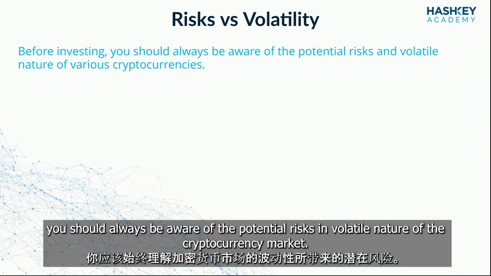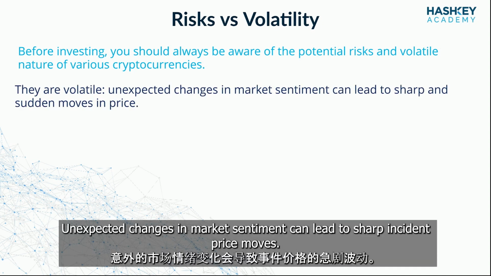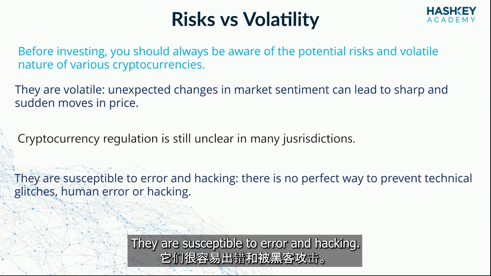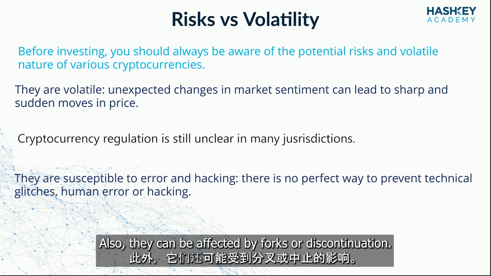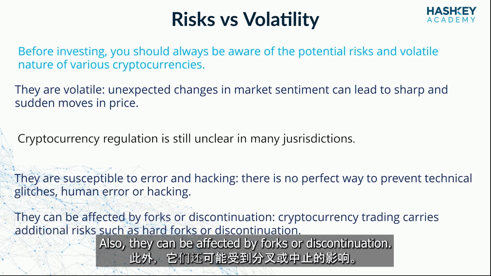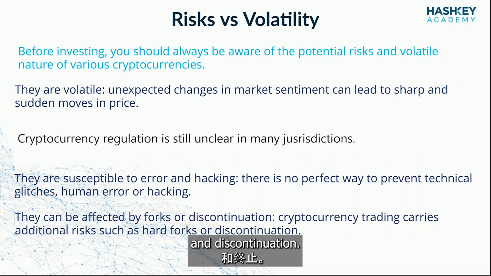Before investing, you should always be aware of the potential risks and volatile nature of the cryptocurrency market. Cryptocurrencies are volatile. Unexpected changes in market sentiment can lead to sharp and sudden price changes. They are susceptible to error and hacking. There is no perfect way to prevent technical glitches, human error, and hacking. Also, they can be affected by forks or discontinuation. Cryptocurrency trading carries additional risks such as hard forks and discontinuation.